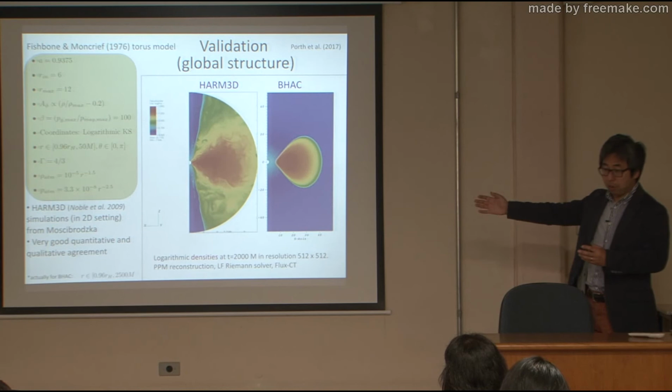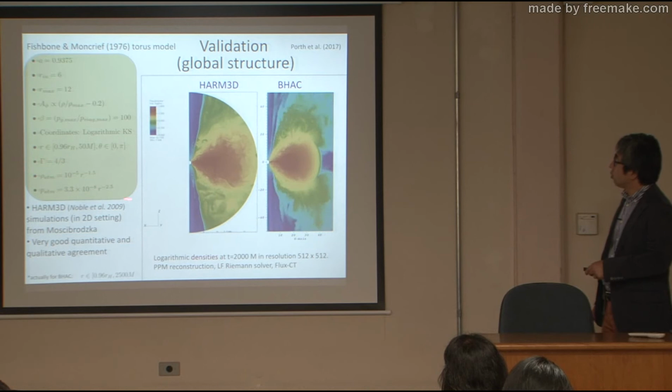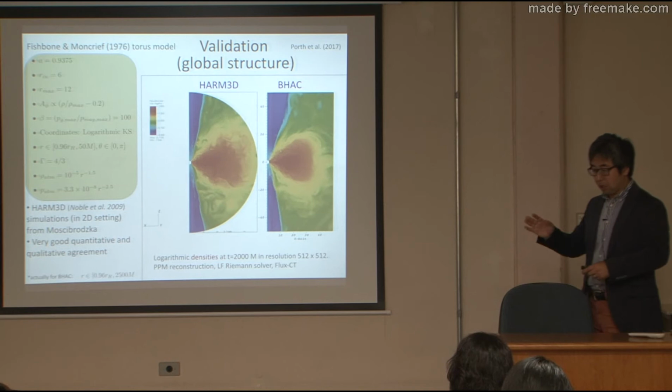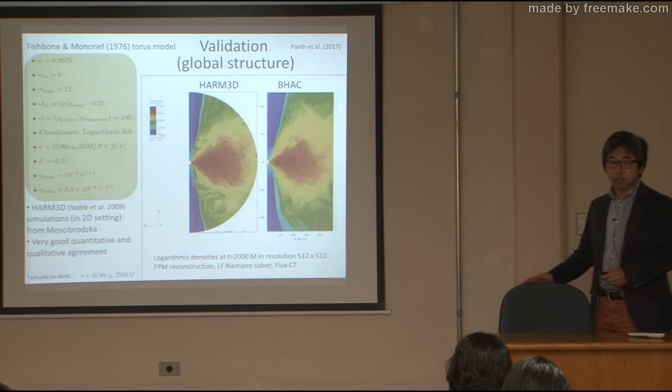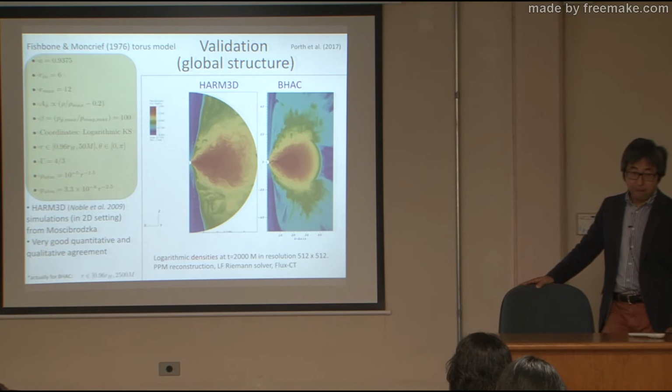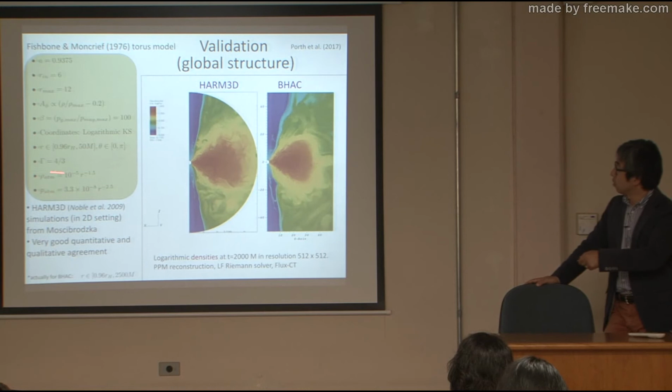Then we also try to set some floor value to avoid vacuum structure in the simulation, because the MHD simulation cannot handle vacuum; everywhere we need to put some plasma matter. So we put in some minimum plasma matter with a profile like this. We call this the atmosphere treatment.